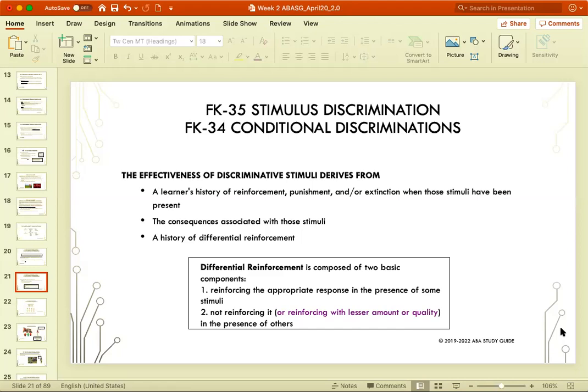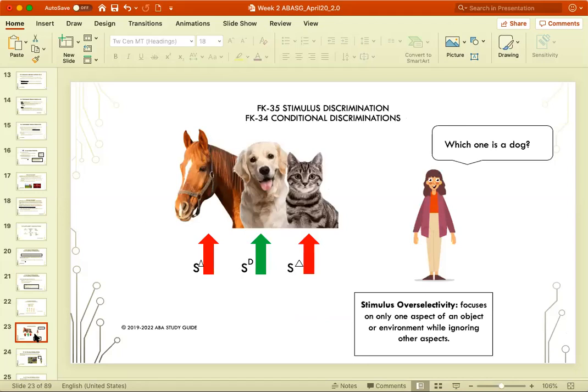The same goes with differential reinforcement. The question was whether the actual dog picture is the SD. Yep, your SD is the discriminative stimulus. It is the discriminative stimulus that you say, which is the dog, and you choose the picture of the dog. So that is the stimulus in the presence of which selecting the dog has resulted in reinforcement.